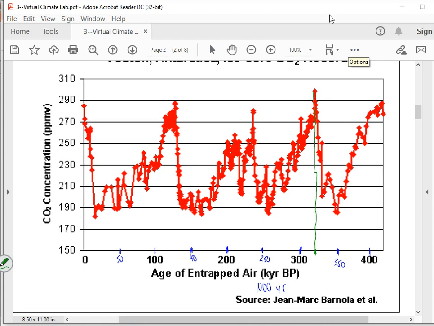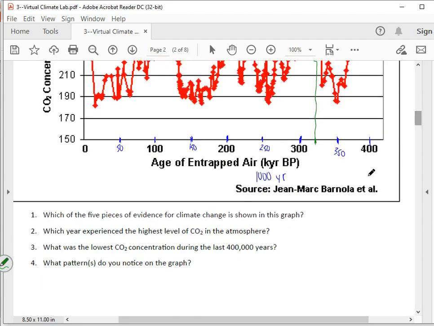And I have some other things marked on here. These weren't marked on your sheet when you looked at them, but most of you probably traced a line down here, noticing that it's about halfway between 300 and 350, maybe a little bit closer to 300. So I would say around 320,000 years ago. That's what I would put for number 2.